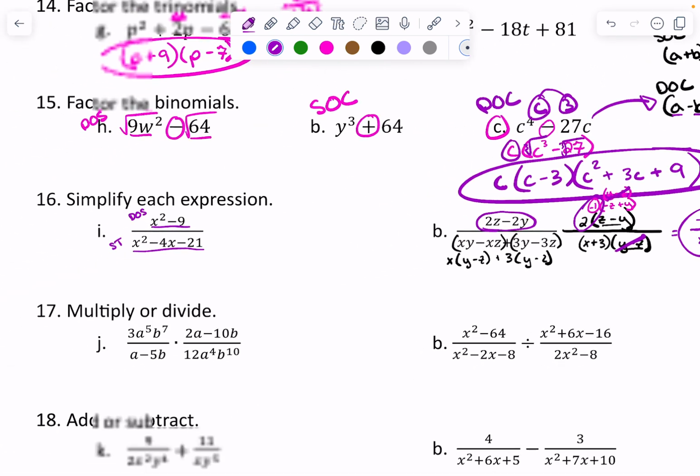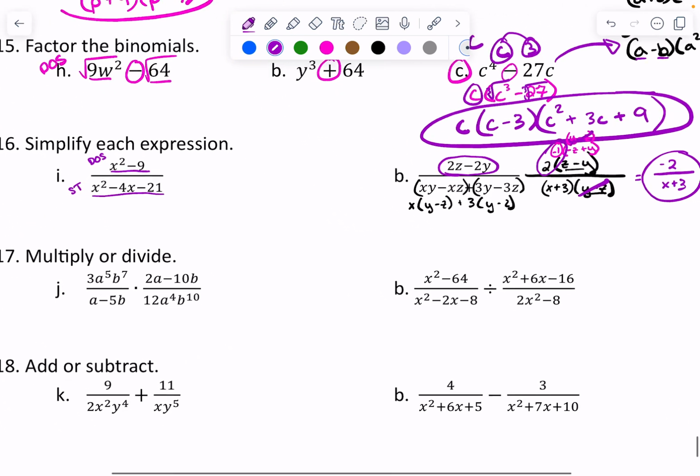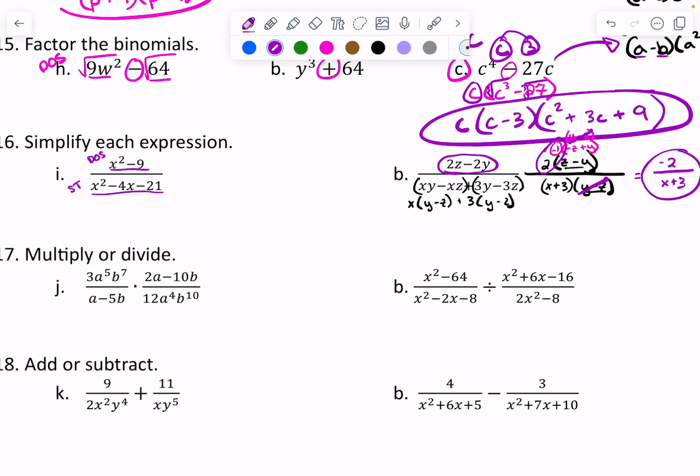Okay? All right. Multiply or divide. Let's do, I don't know which one is harder. Let's do J because we haven't done one like that before. Don't forget to keep flip here. Keep flip.